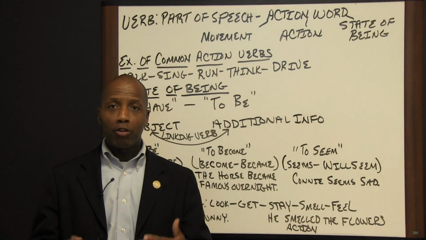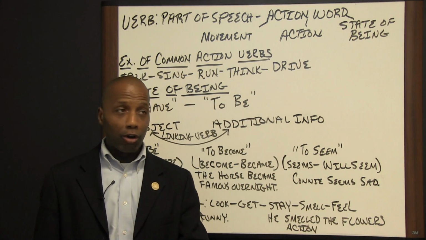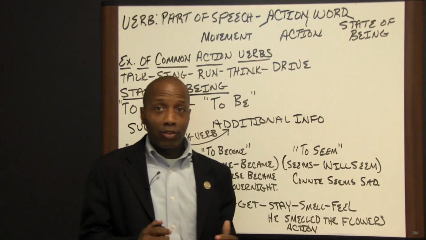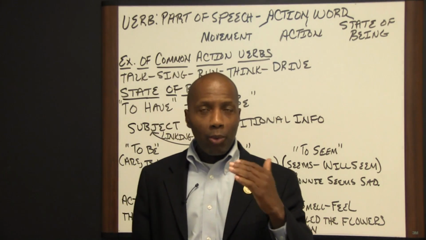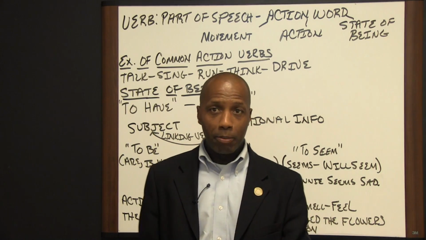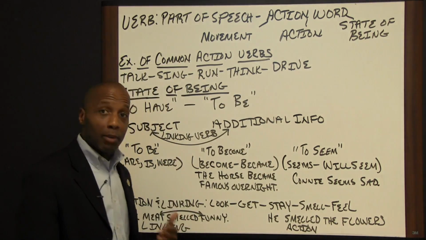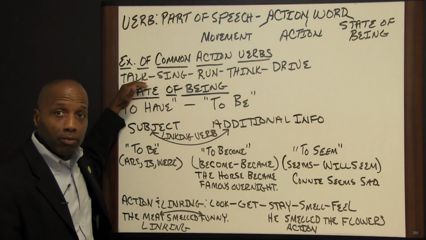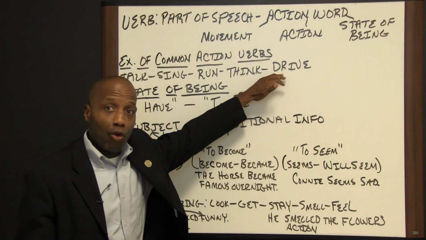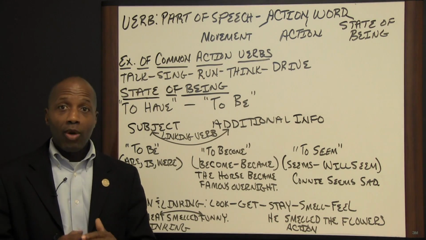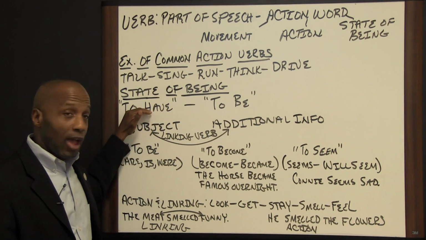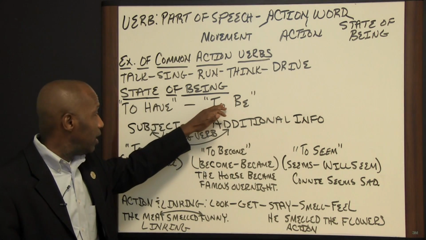A verb is a part of speech that is an action word. It depicts movement, action, or a state of being. Now, when we look at verbs, one type of verb is a common verb. Some examples of common verbs are talk, sing, run, think, and drive. Then you have verbs that convey a state of being, such as to have or to be.